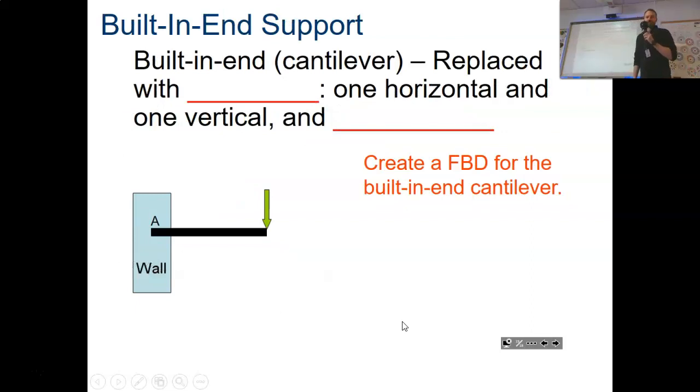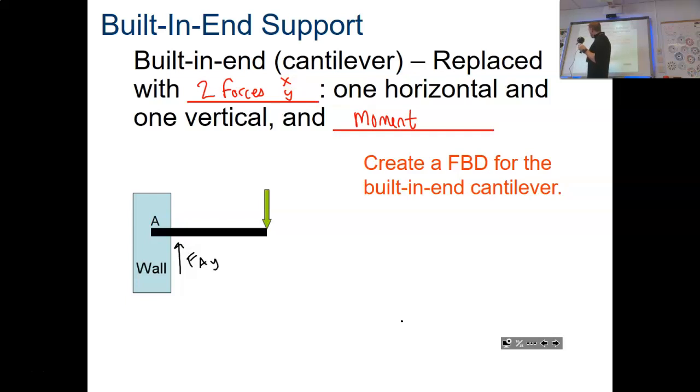Sometimes you have what's called a cantilever. A cantilever you're going to replace with three things: two forces, one X and one Y, and a moment. So this wall right here at A, if you have a cantilever, there's a supporting force and there's a force keeping this thing from pulling out. And there's a moment. I'll make it red, the moment at A, like that. So there are three things that you would replace a cantilever with: a moment and two forces, one up and down, one left and right.